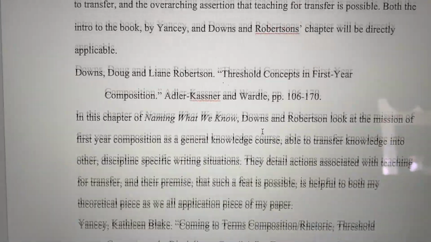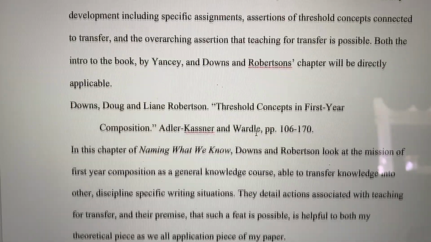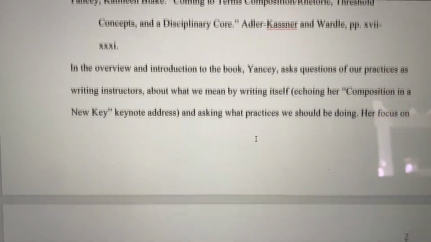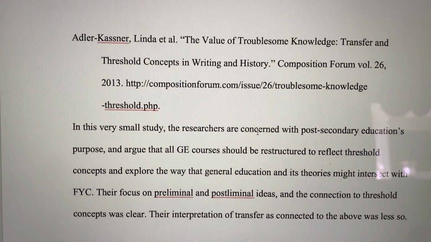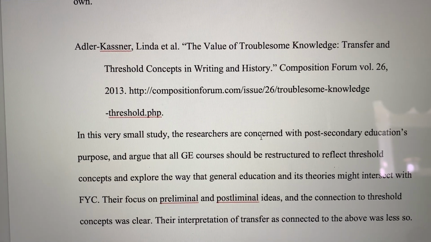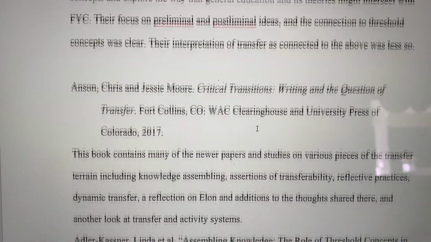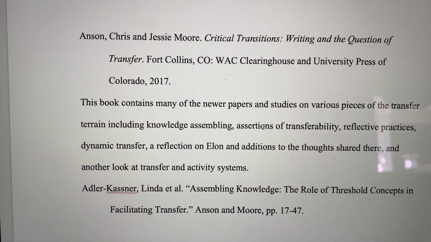So if we scroll back up, we'll see this is the overview of a book, and then there are individual chapters with different authors in those chapters. And then this is a separate piece. And I should note, this is all in MLA format. So it's a little different from APA, and that was just what I did for that particular paper.